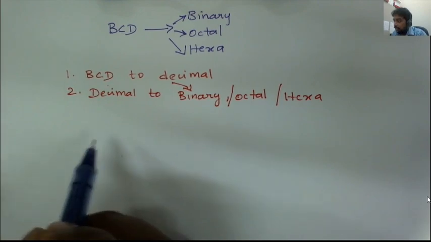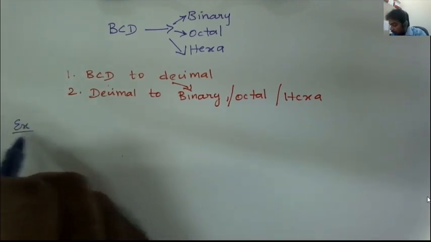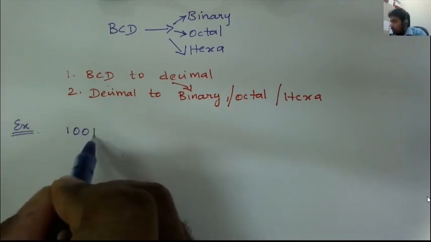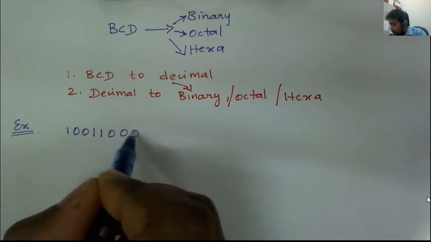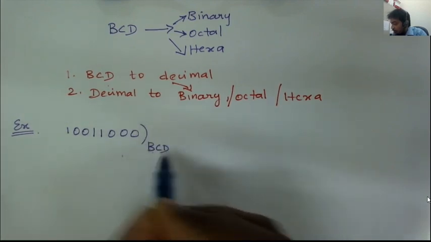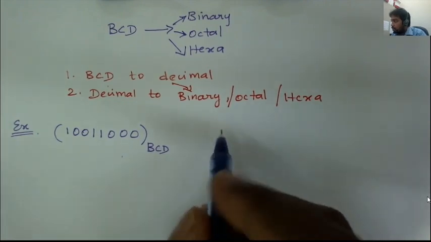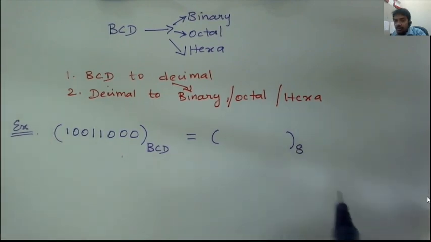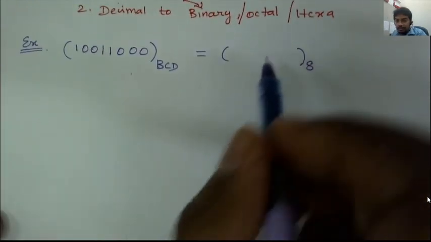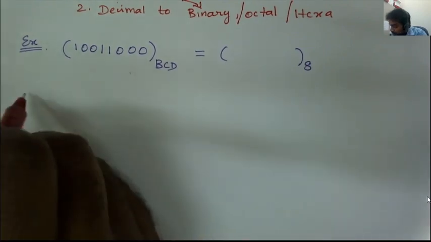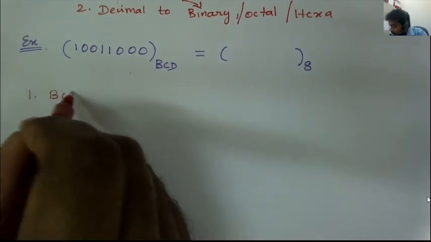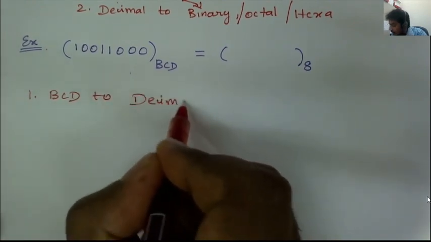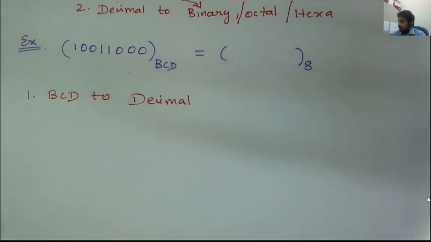Let me explain this with an example. Convert a BCD number 10011000. So this is a BCD number, and it should be converted to an octal number. This is the question for you now. What's the first step? The first step is to convert this BCD to decimal. That is going to be the first step.